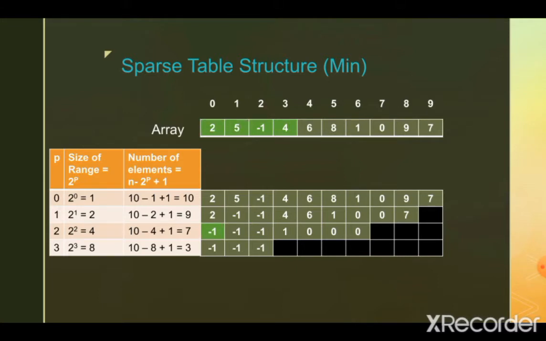Now let's see what the third row contains. The third row contains the minimum value for all possible ranges of length equal to 2 to the power of 2, which is equal to 4. The first element of the third row contains the minimum value for range from 0 to 3 as highlighted. The second element contains the minimum value for range from 1 to 4 as highlighted, and the third element contains the minimum value for range from 2 to 5 as highlighted, and so on for the rest of the elements.